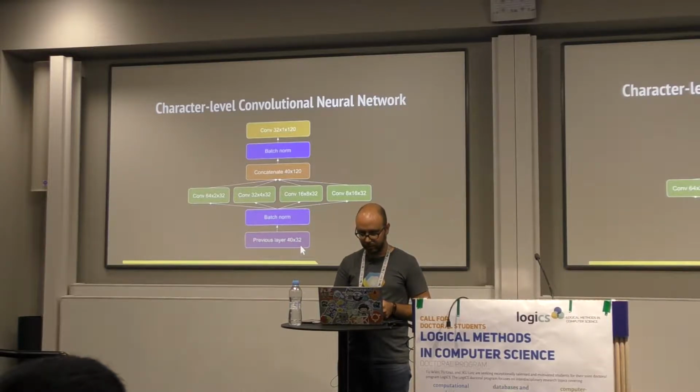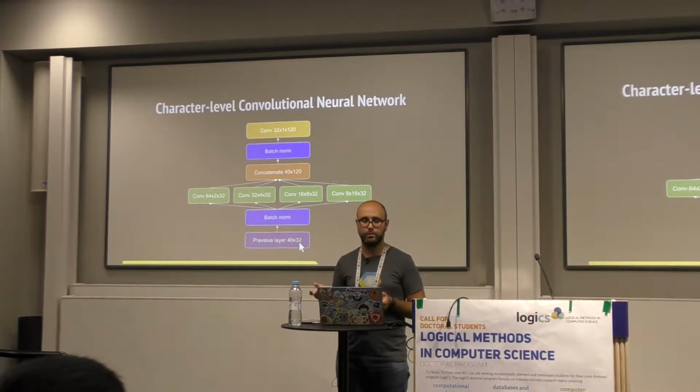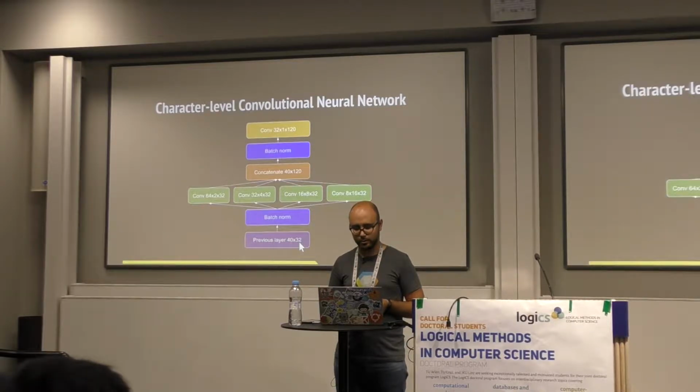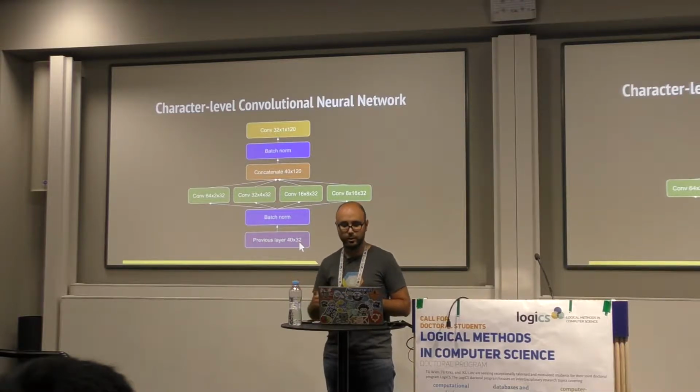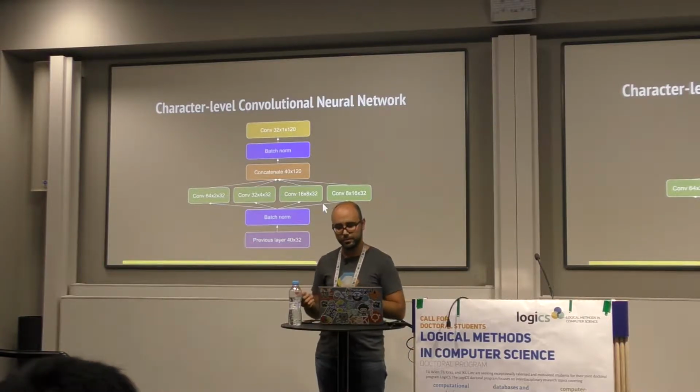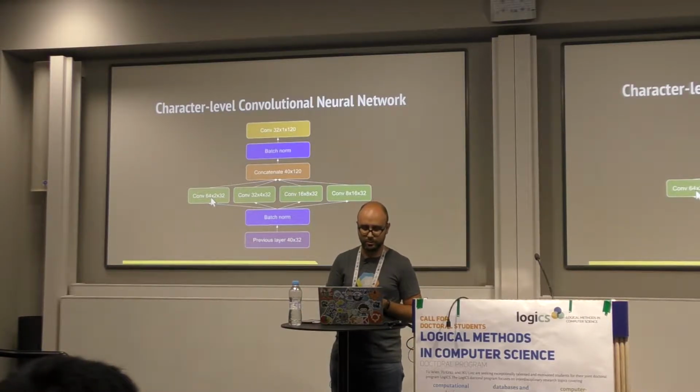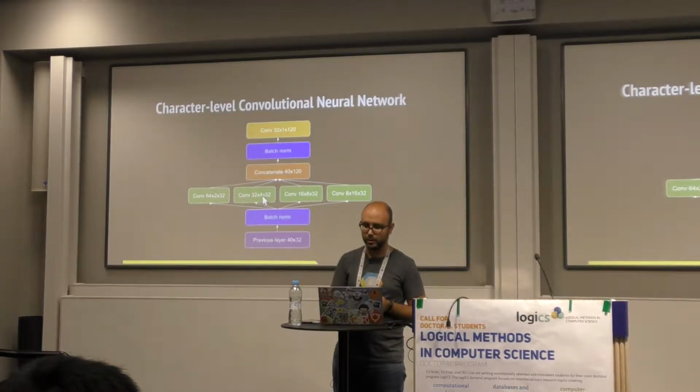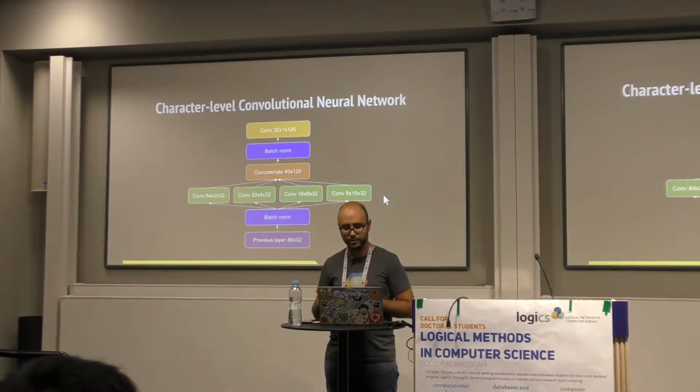You have one-hot encoding for 32 dimensions, because you have roughly 20-something ASCII characters. And just for the sake of the future layers, we decided that we will fix 32 for everything. And you have the window size set to 40. You apply batch normalization, then you apply 4 independent convolutional kernels. One is of length 2, one is of length 4, 8, and finally 16 characters.